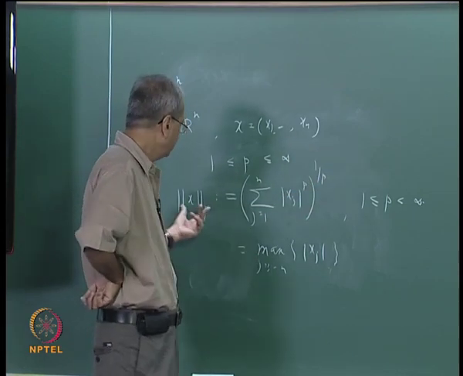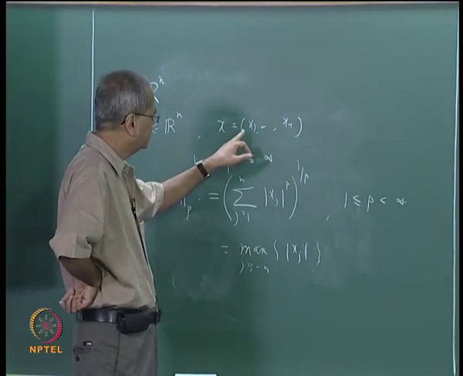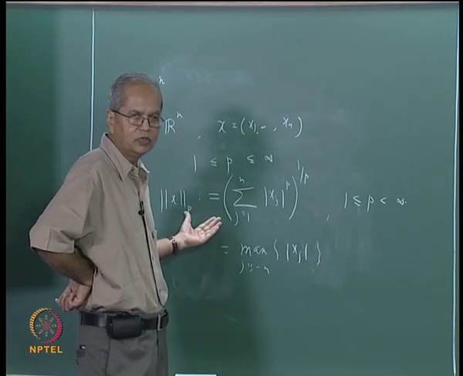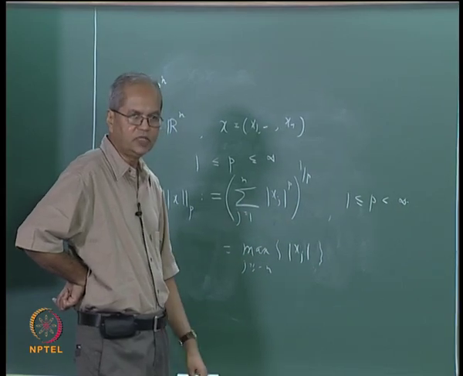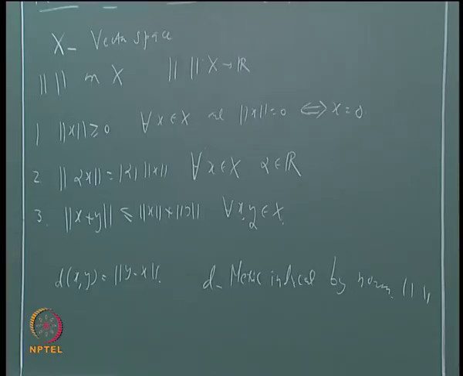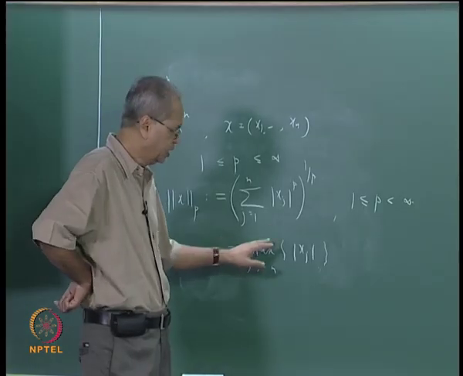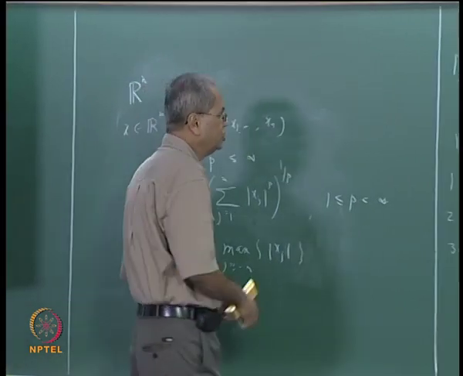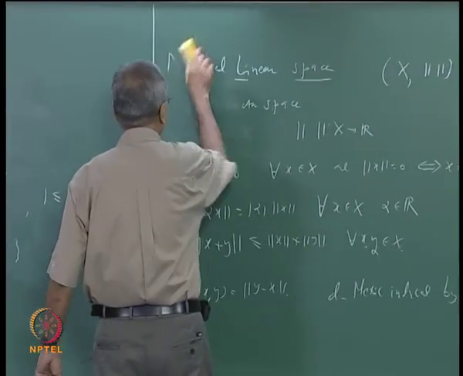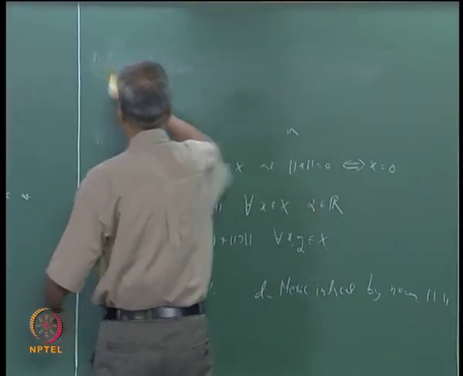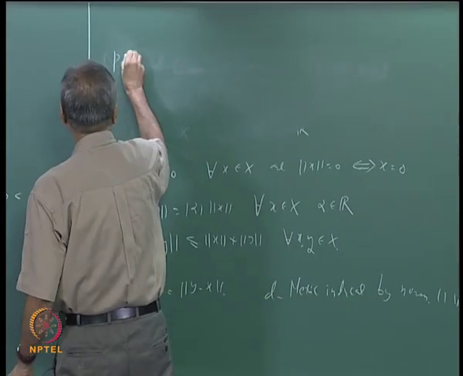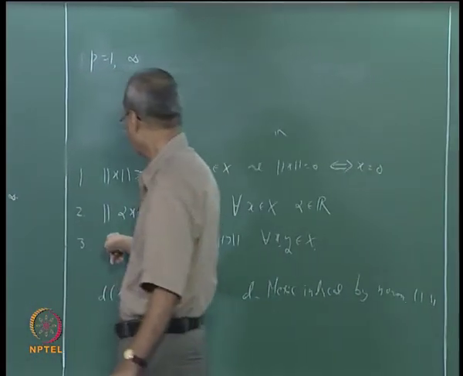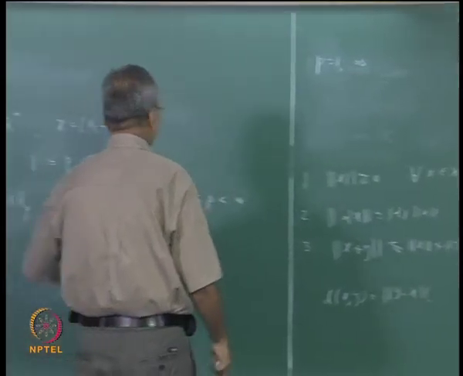Similarly, suppose you take alpha times x, then the coordinates are alpha x1, ..., alpha xn. So if you put it here, mod alpha will come outside. So the second property is also very easy to verify. So what remains to verify is the third property, namely the triangle inequality. It is that property only which requires some work. And there also you will see that it is very easy to check for these two cases, the case p equal to 1 and p equal to infinity.